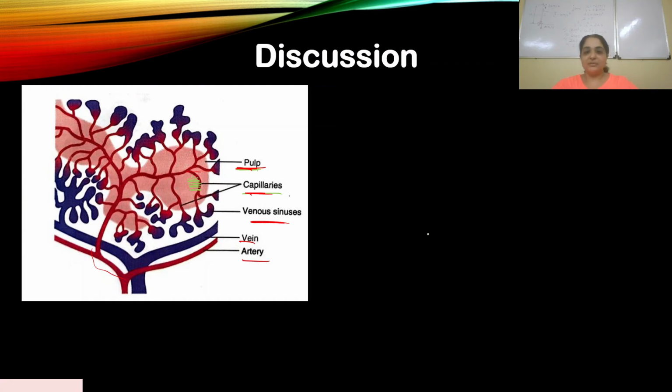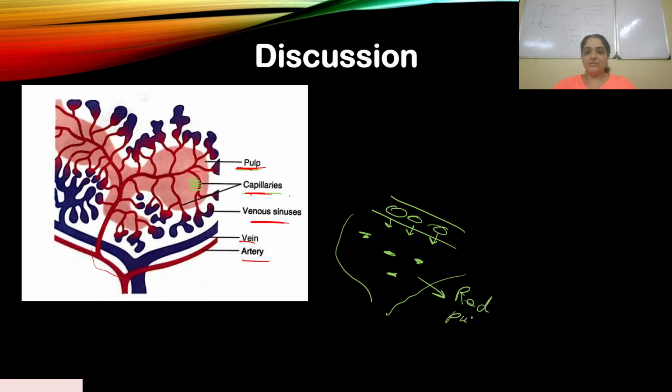Now let's say you have a capillary here, you have an RBC here. They ooze out, and this is your trabecular mesh work in the pulp, and RBCs tend to be stored there in the pulp. This place where RBCs are stored in the spleen is called the red pulp.